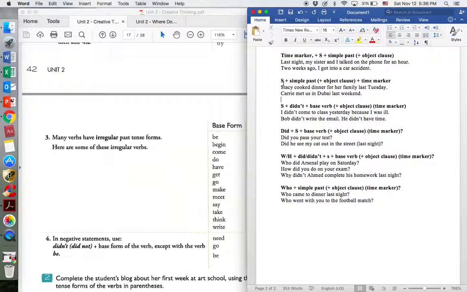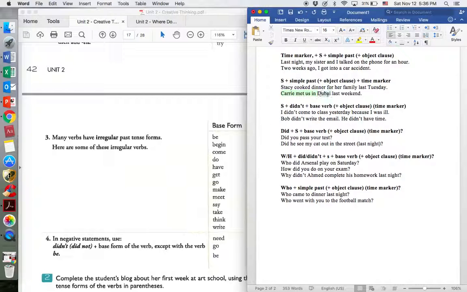Next, grammar structure, subject plus simple past, optional object clause, and then the time marker at the end. So you can put the time marker at the beginning with the comma, or you can put it at the end without a comma. Stacy cooked dinner for her family last Tuesday. Stacy's the subject, cooked, simple past, and then dinner for her family, object clause, and then here's our time marker, last Tuesday. That's last week Tuesday, the previous Tuesday.